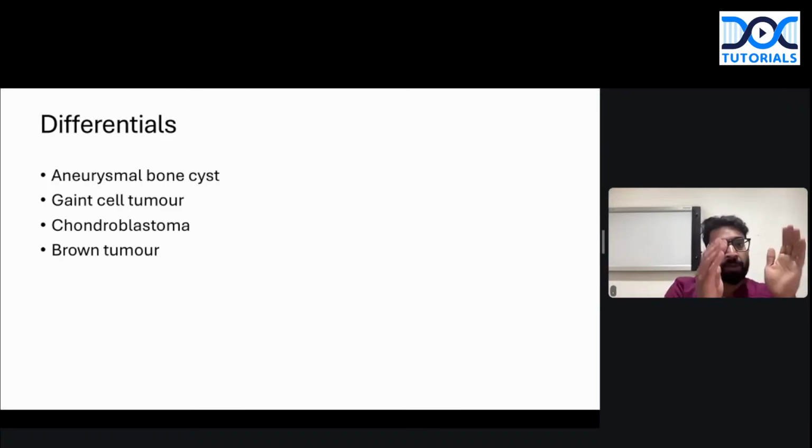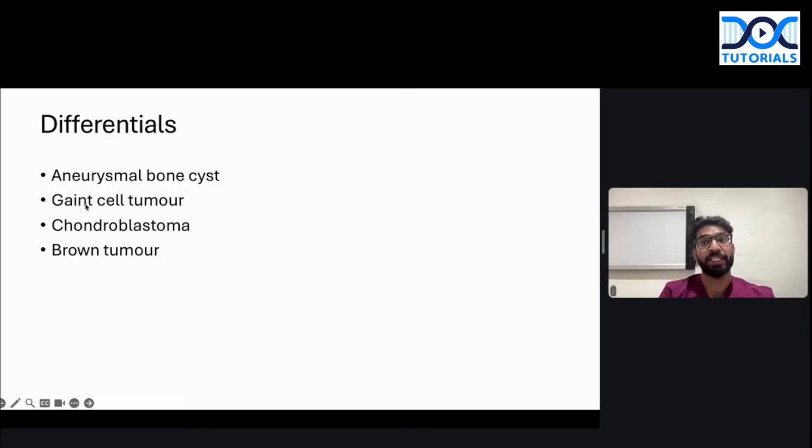Coming on to aneurysmal bone cyst and the giant cell tumor, we have already discussed. Aneurysmal bone cyst is more seen in the metaphyseal region, whereas giant cell tumor is more seen in the epiphyseal or epiphysiometaphyseal region. Giant cell tumor, even though it is a benign tumor, is notoriously known for its local recurrences. So one has to be very careful about that.